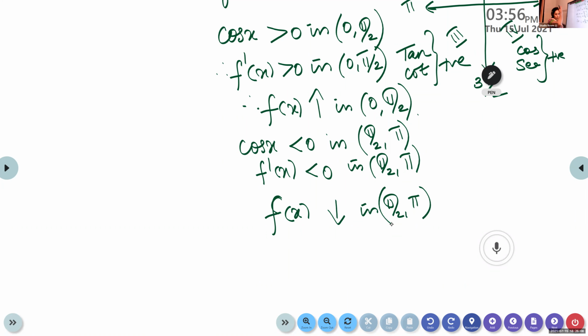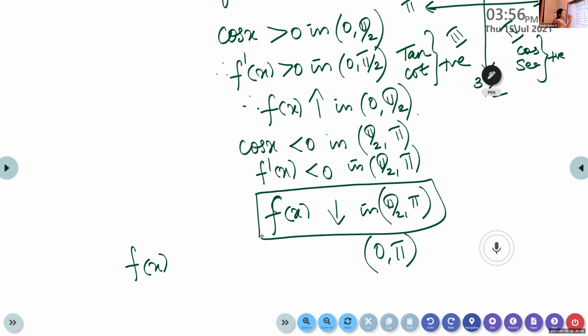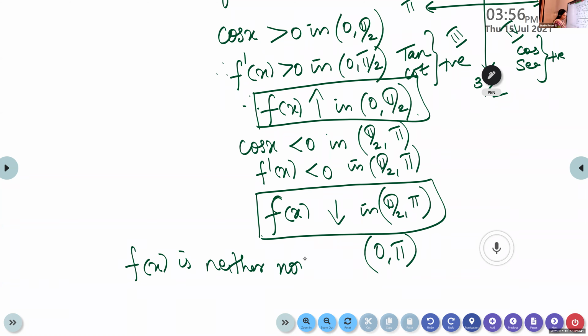So combining these two, what we can say about the interval 0 to pi? In one part it is increasing, the other part it is decreasing. So f of x, combining these two, is neither increasing nor decreasing in the interval 0 to pi.